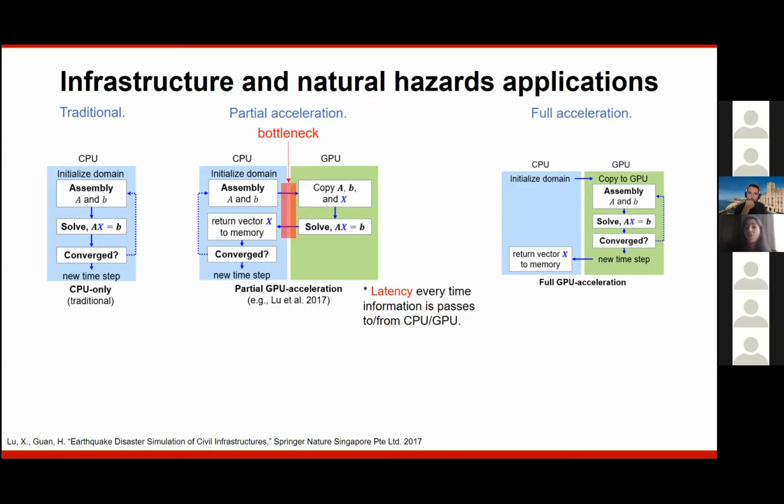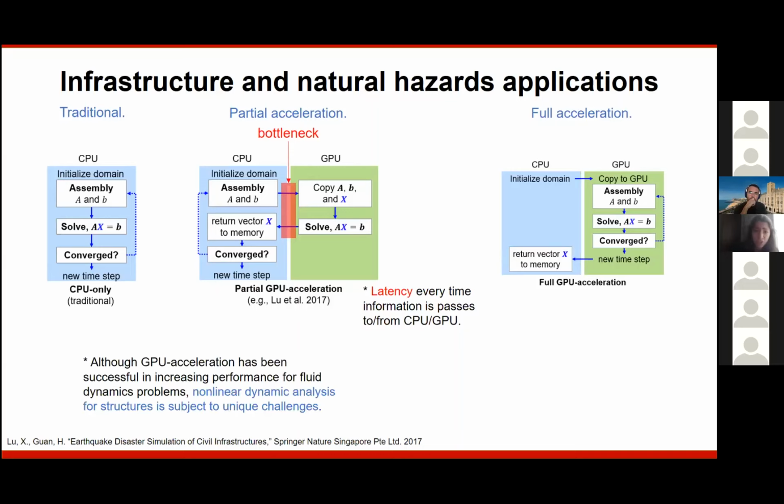So one approach you could take to alleviate this, so you're not passing information back and forth every iteration or even every time step, is to fully port the finite element analysis to the GPU. So no longer is the CPU really doing anything in terms of the analysis. It's just initialization of the domain, and then everything else would be on the GPU. And so this is the traditional and partial acceleration approach that has been used to date.